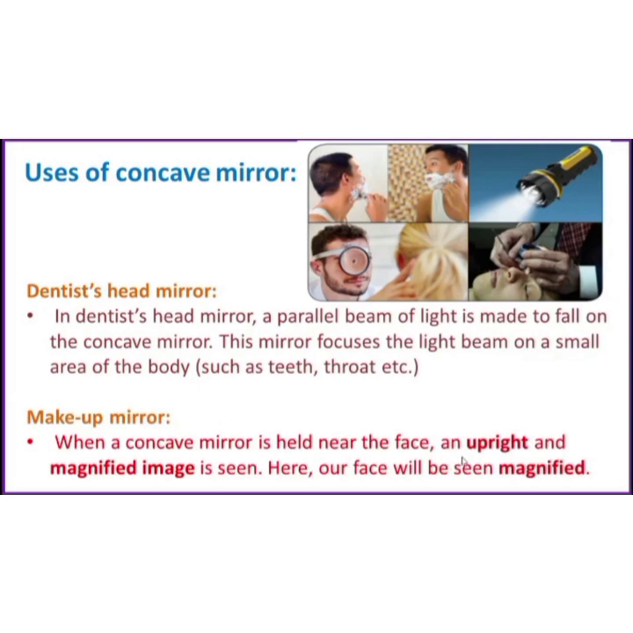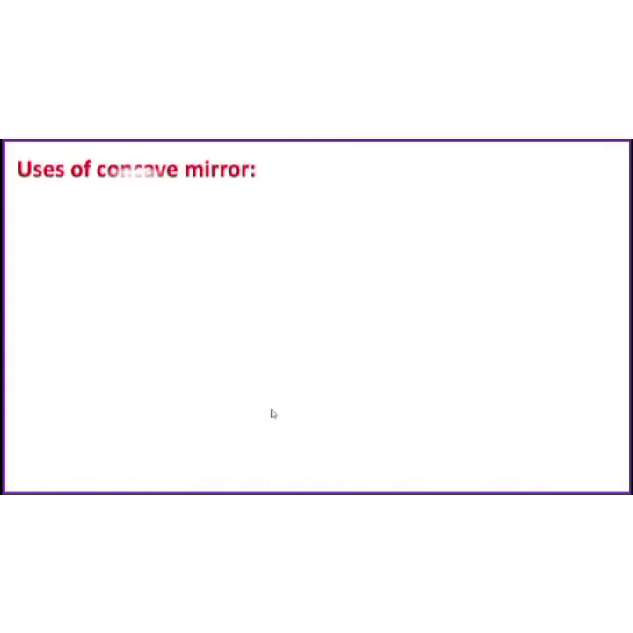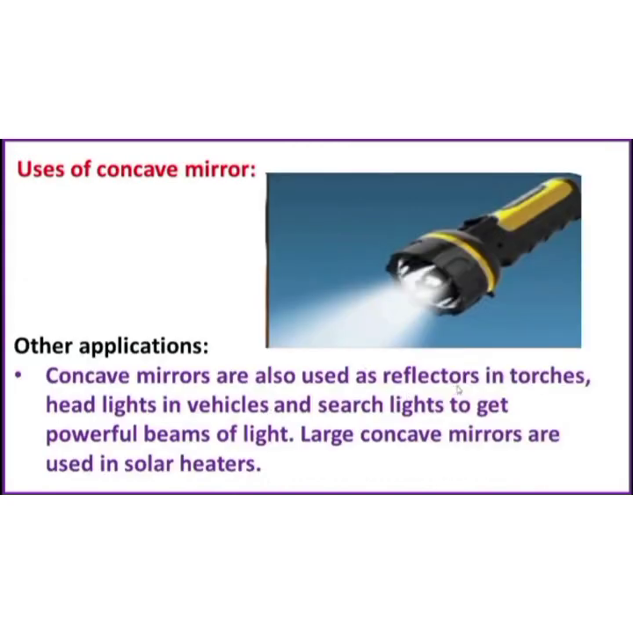Makeup mirror. When a concave mirror is held near the face, it is upright. Upright means it's a straight image, and the magnified image is seen. Here our face will be seen magnified. The next uses, they are used as reflectors in torches. What is a reflector? A reflector is a piece of glass or metal for reflecting light in a particular direction. So here we use the reflector. Its surface is inwardly curved, so it gives a parallel beam of light.